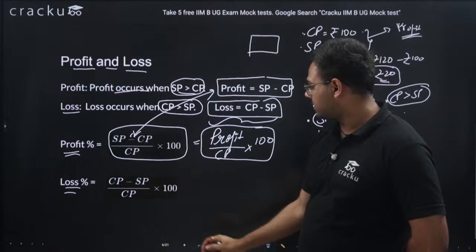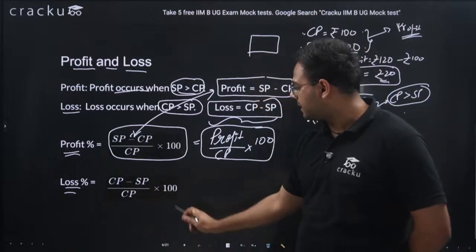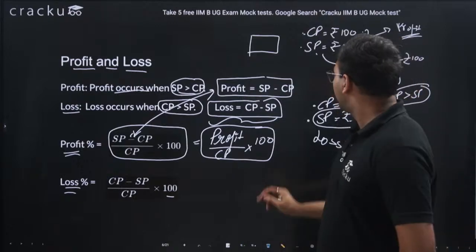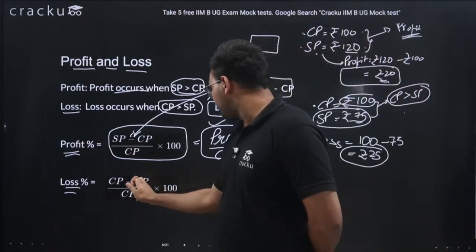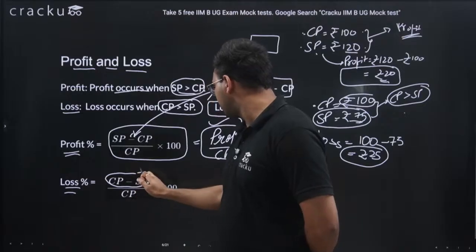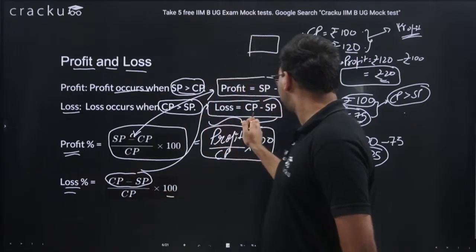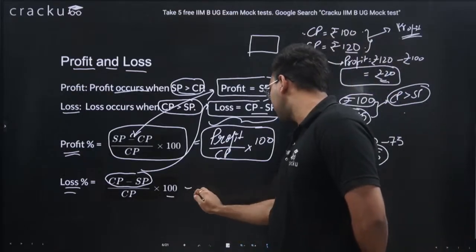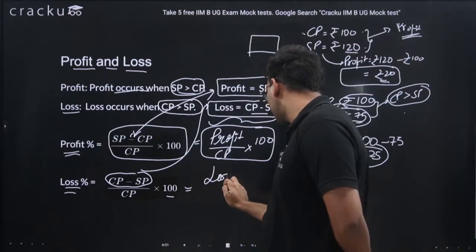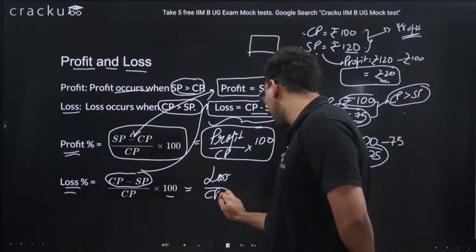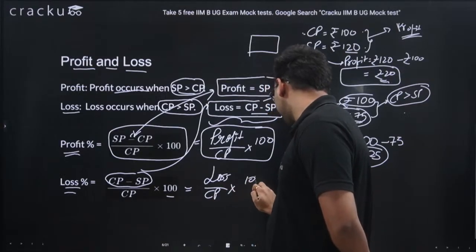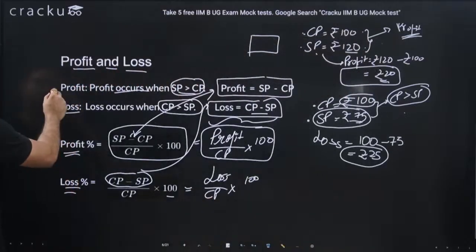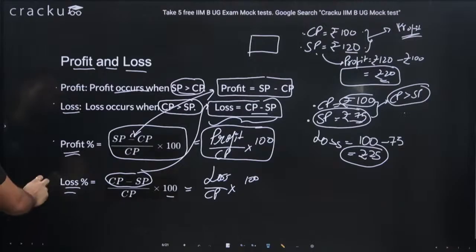Similarly, for loss percentage, the formula is CP minus SP divided by CP into 100. Again, this CP minus SP you can substitute with the loss value. So this formula will become loss divided by CP into 100. So this is about the profit, loss, profit percentage and loss percentage.